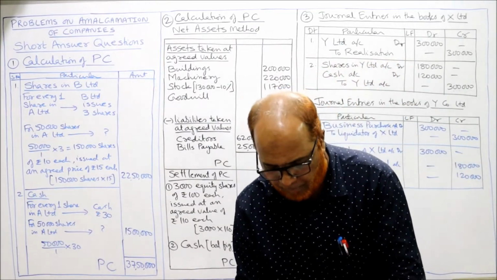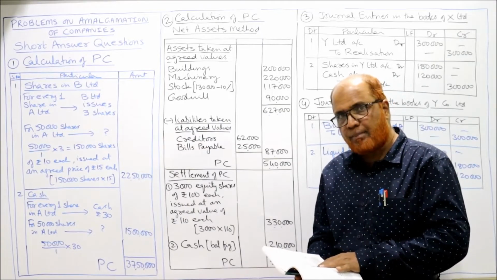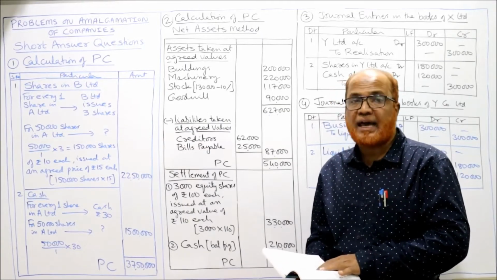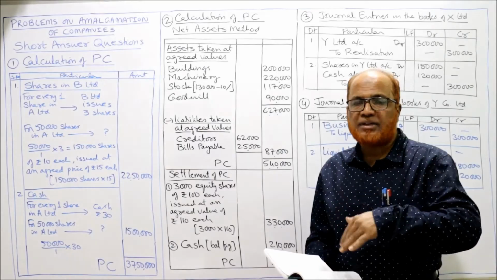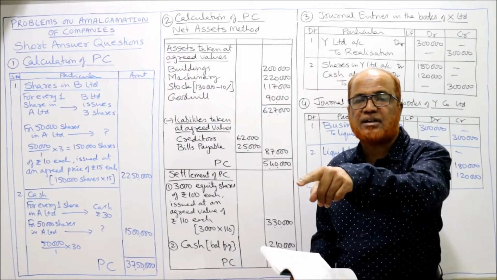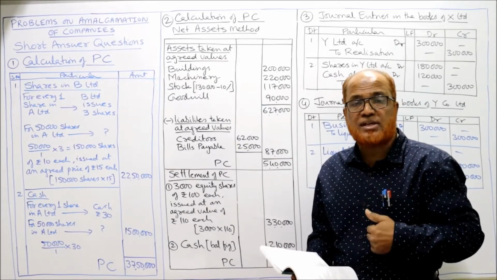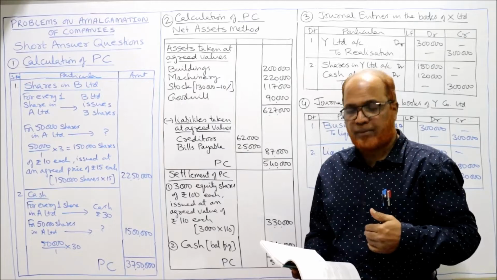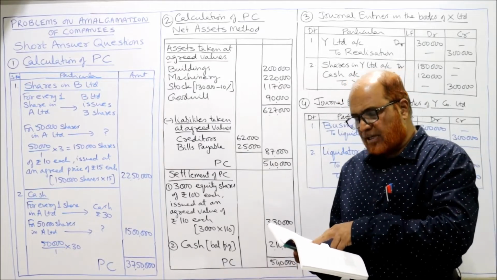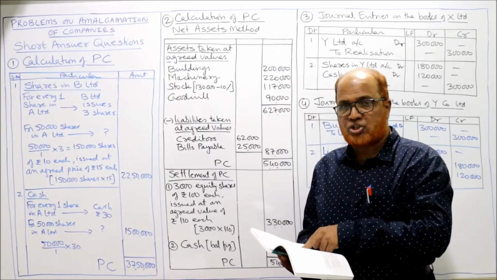Now see the second problem. Ascertain the amount of purchase consideration payable by Y Limited to X Limited. Y Limited is paying to X Limited. In other words, X Limited is the transferor company, vendor company. Y Limited is the purchasing company, transferee company. On the basis of the following information, balance sheet of X company is given. Vendor company balance sheet is given.